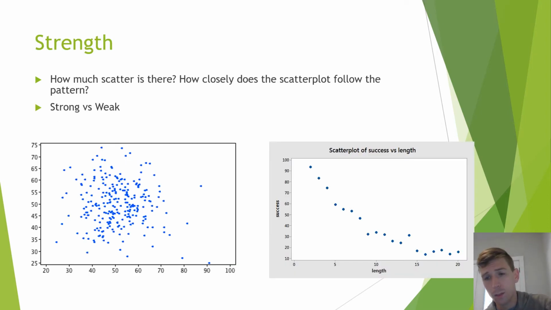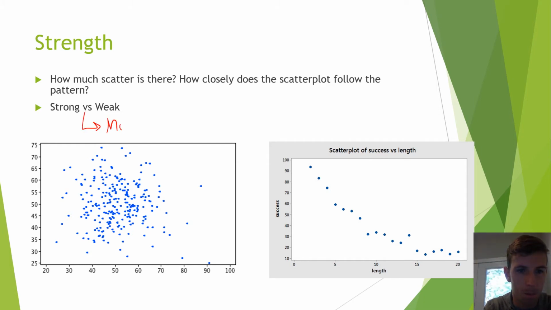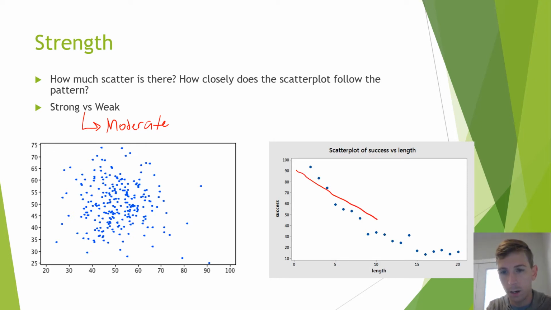And the last one we want to talk about, so is direction, form, and then here's strength. This is saying how closely does it actually follow that pattern that you described when you're talking about the form. And usually you want to be talking about strong versus weak, and you want to throw an extra one in the middle, moderate. So something that's very closely following the pattern would be very strong. So here, if I draw on a line here, this is fairly strong.